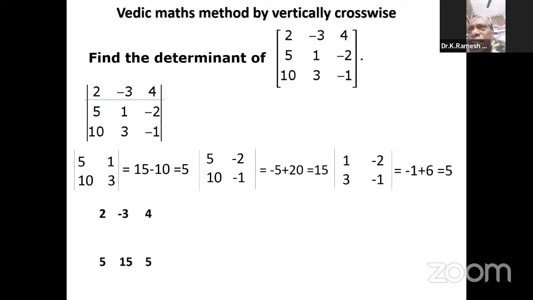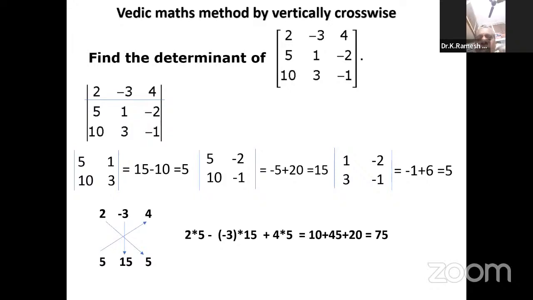Now, once you get these 3 determinants, that is 5, 15, and 5, you take the upper elements, that is 2, -3, 4. In the upper side, you add the sign convention, that is plus, minus, plus. By adding the sign convention, and taking the product crosswise, you will get the answer as 75. This is the Vedic method.